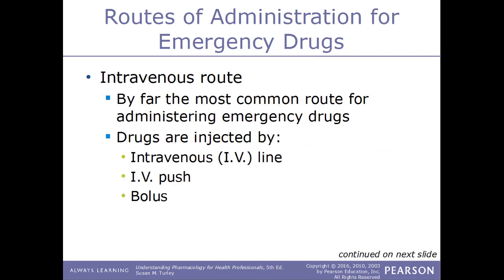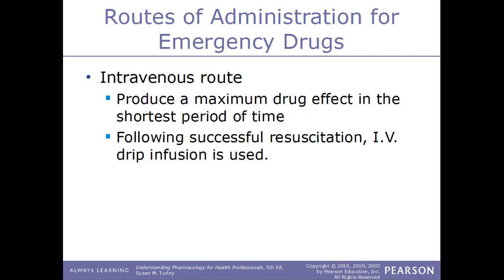And by far the most common route of administering an emergency drug would be the intravenous route. Drugs are injected by either an IV line, an IV push, or a bolus. The intravenous route produces the maximum drug effect in the shortest amount of time. That's why this is by far the most common route to administer any emergency drug. Then once the patient has been successfully resuscitated, an IV drip infusion is used.